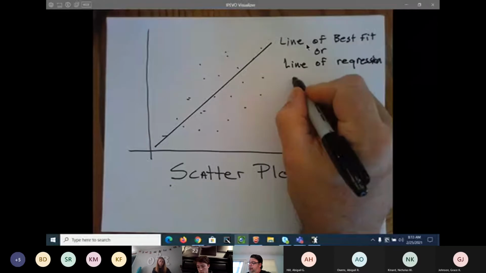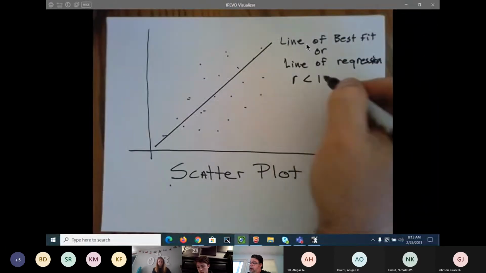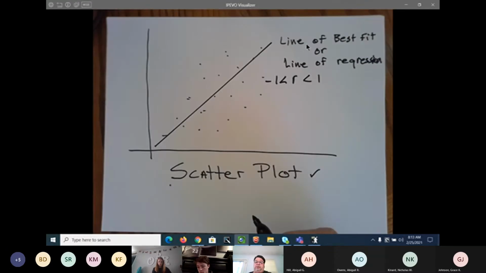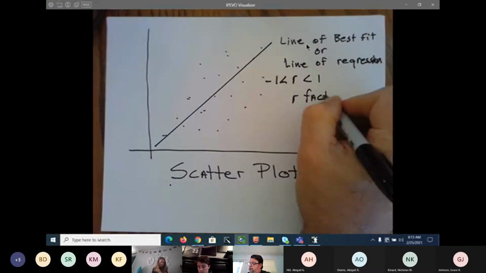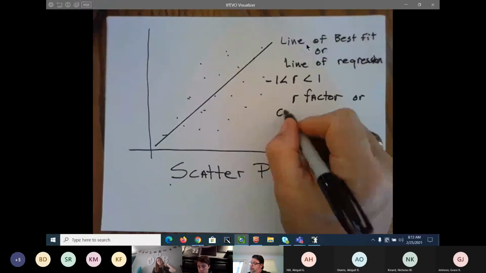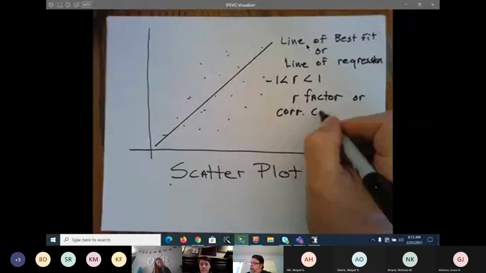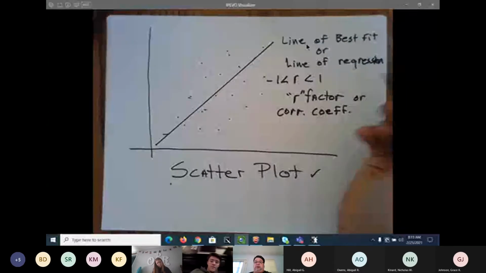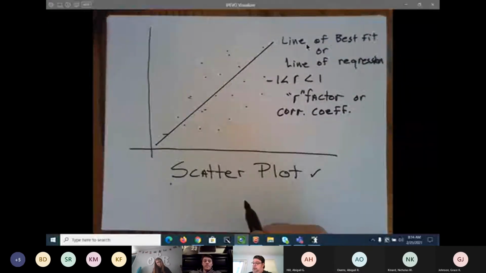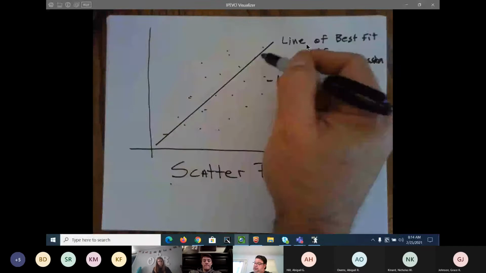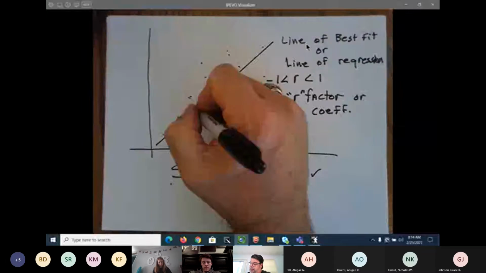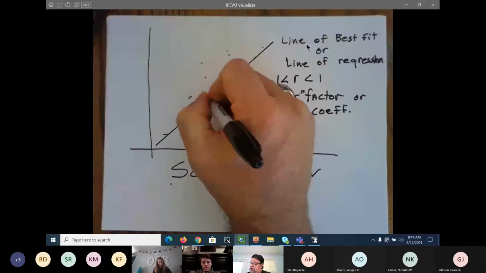It has an R factor. That R factor is between +1 and -1. That's called the R factor, or the correlation coefficient. Remember, I told you that correlation is equal to pattern. So I see a pattern with these dots. And this is what we call a positive correlation.